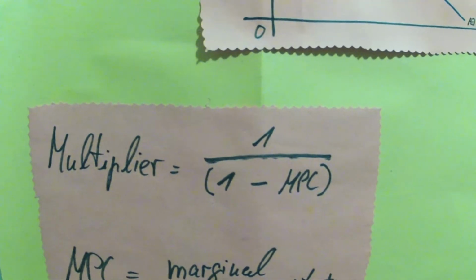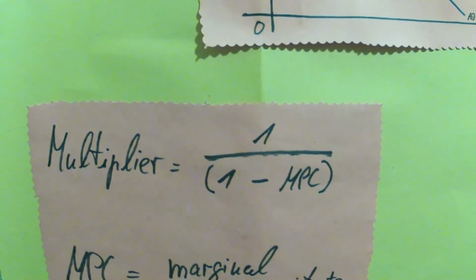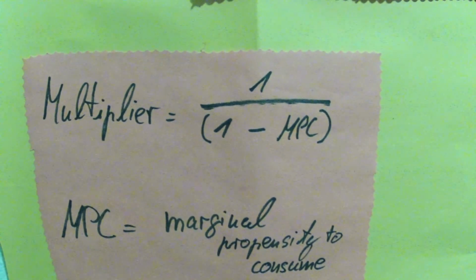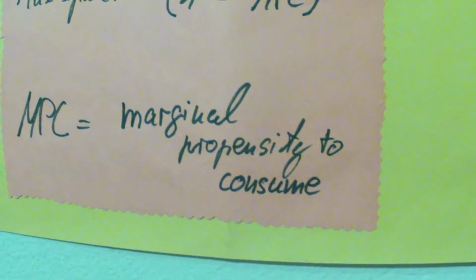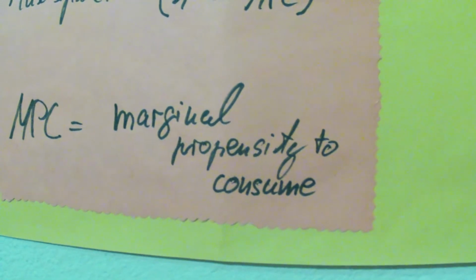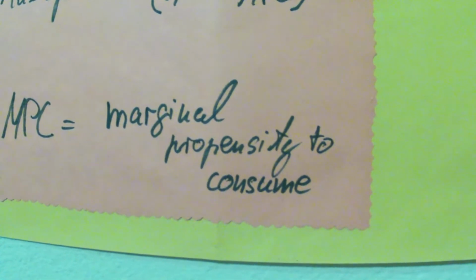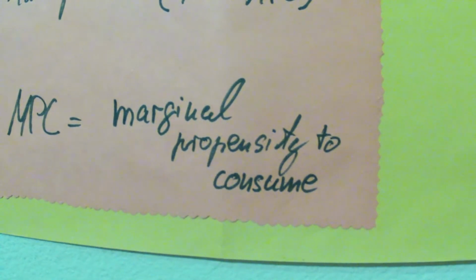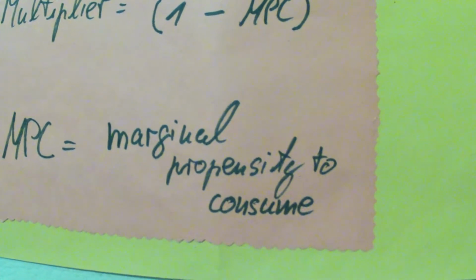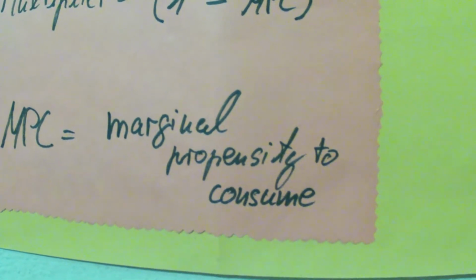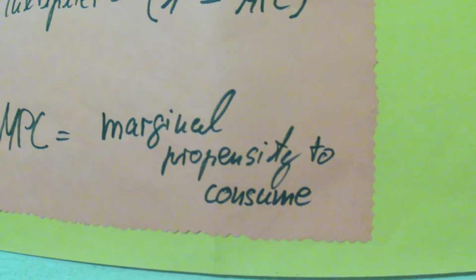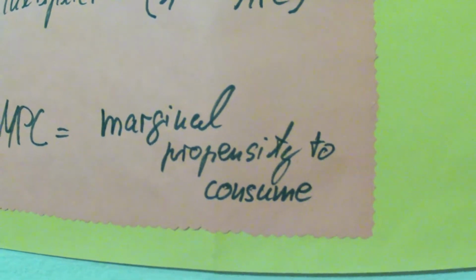We can calculate the multiplier effect with 1 divided by 1 minus the MPC. The MPC stands for marginal propensity to consume. Marginal propensity to consume stands for the fraction of extra income that a household consumes rather than saves. For example, suppose that the marginal propensity to consume is 3/4. This means that for every extra dollar that a household earns, the household spends 75 cents, which is 3/4 of a dollar, and saves 25 cents.